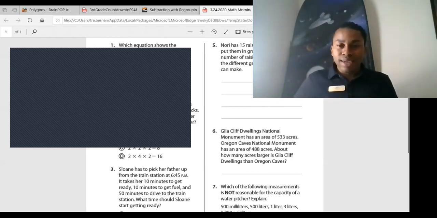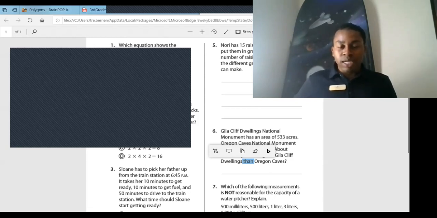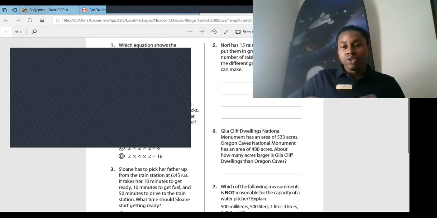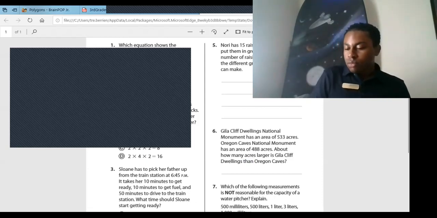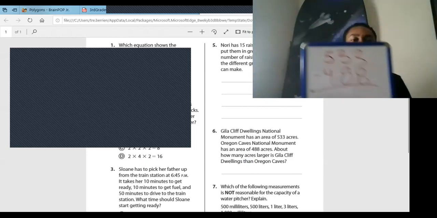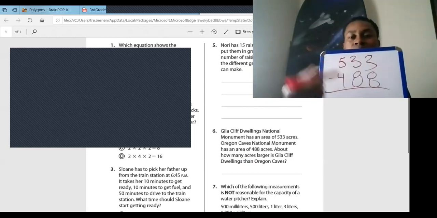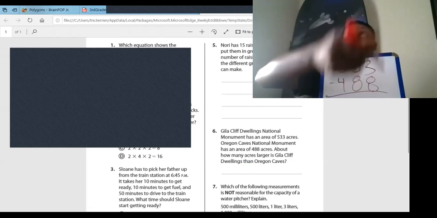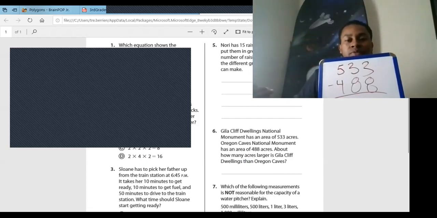And we know that than is a key word for something, comparing. Now, when we're comparing, we're going to do subtraction. That's a key word that we keep in the back of our mind. So we're going to do 533 minus 488. Okay. Now, I have lined mine up, and I'm hoping that you did too on the side of your paper or on a piece of paper if you have it.